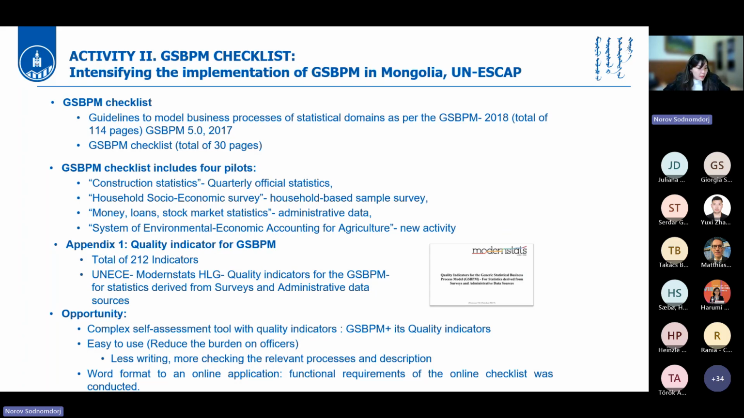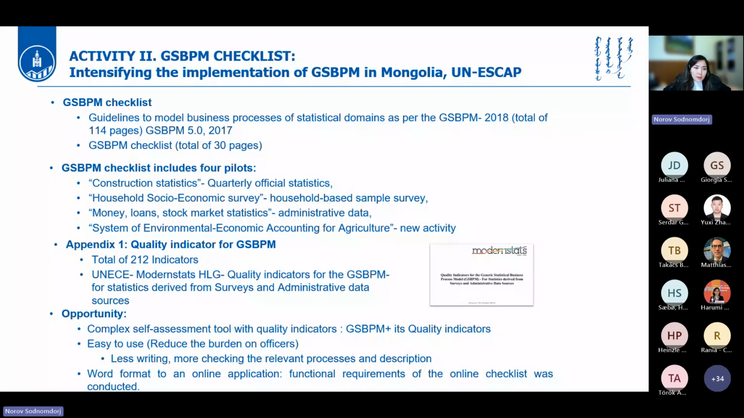And also the second activity is we developed the GSBPM checklist. So this checklist is actually we shortened our guideline that was developed in 2017. So the guideline to GSBPM to statistical domains, that was kind of like 114 pages. So we shortened it into the 30 pages as in checklists.